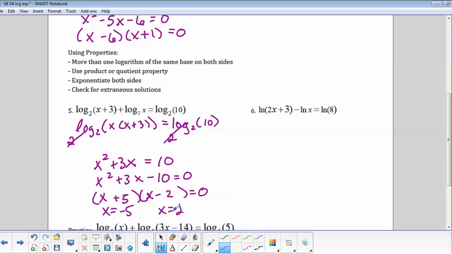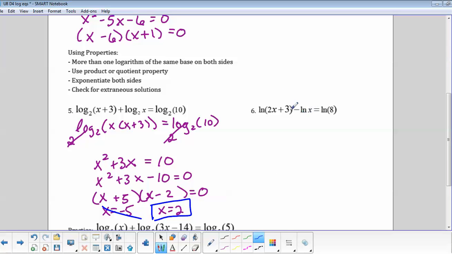So you want to check those back in here and make sure that they don't make anything negative. Well, first of all, this is log base 2 of x. If I put negative 5 in there, that is going to not work. It has to be greater than 0. 2, though, will work for both of them. So this answer is extraneous and this answer works.